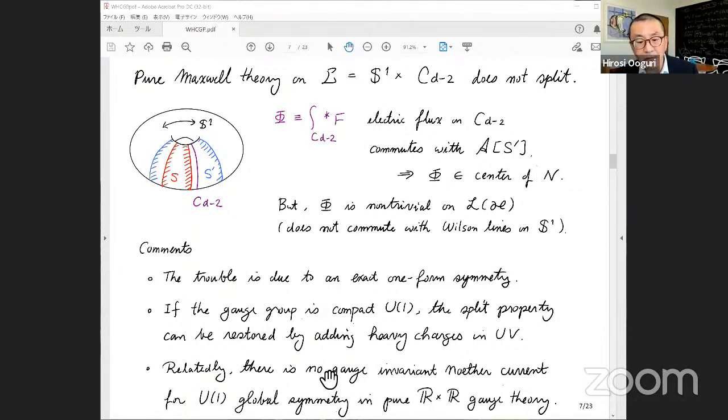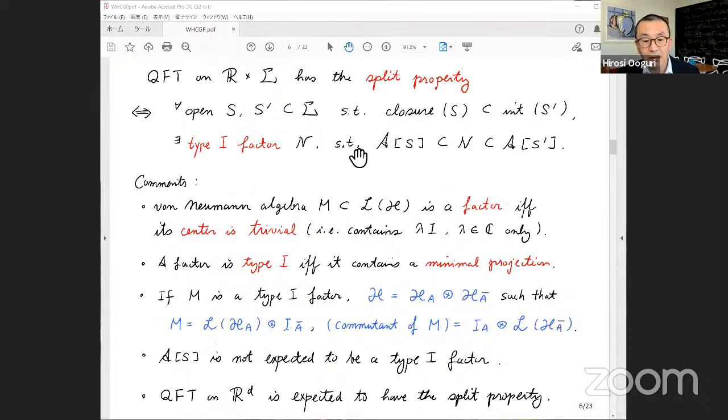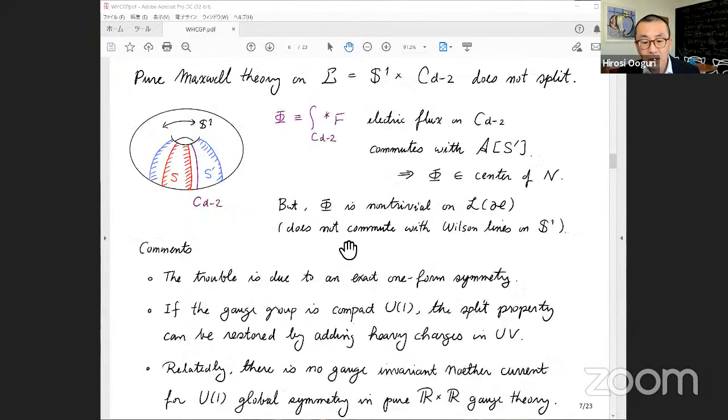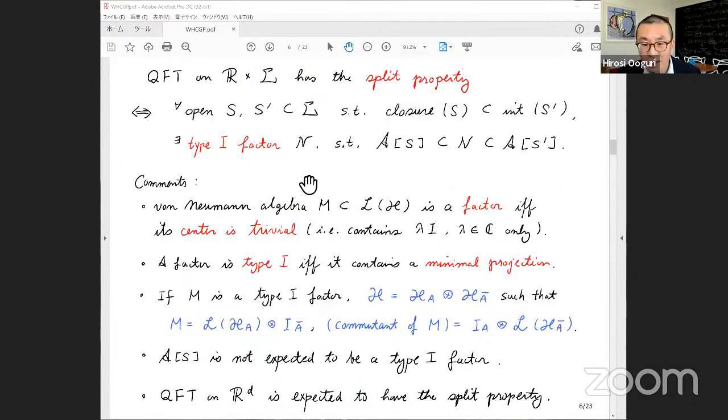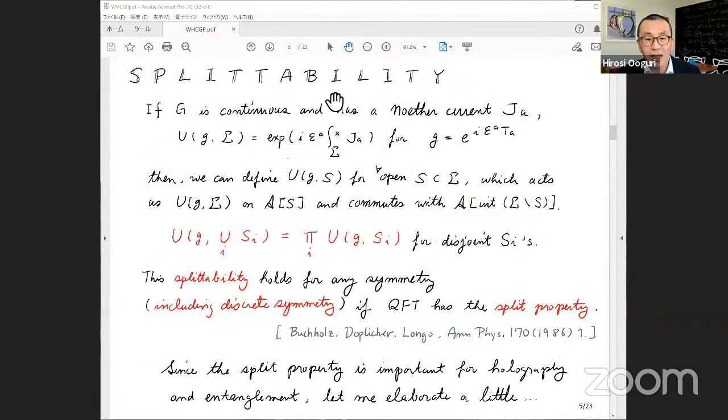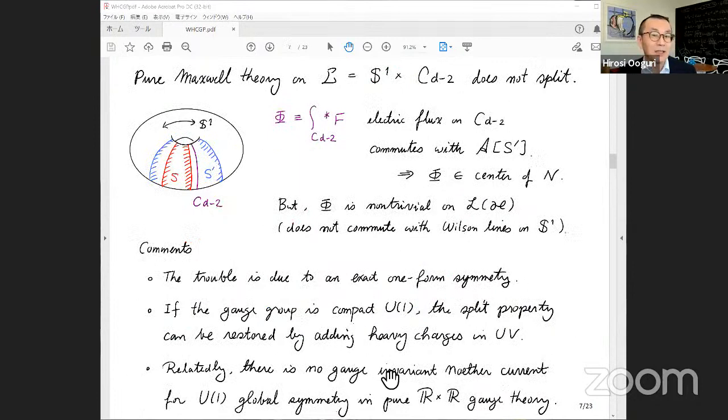Okay, and relatedly, if you have a product of two Maxwell U1 theories, then there is a symmetry mixing them, but there is no net charge associated to it. If it is split, then the symmetry becomes splittable. Therefore, you would expect something like a net current to exist, but it does not exist. And the reason is that this theory has no split property.